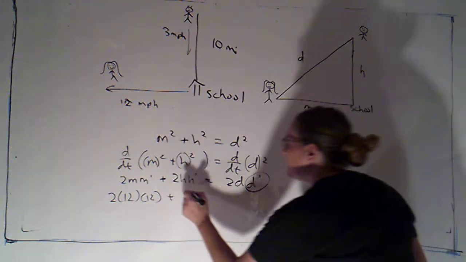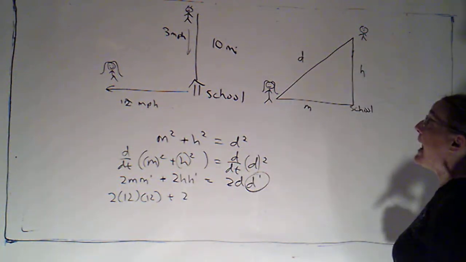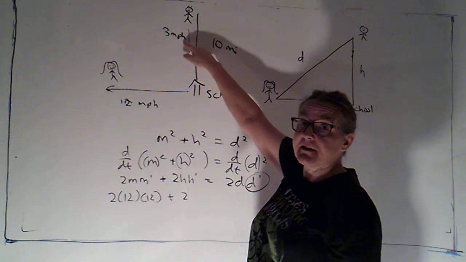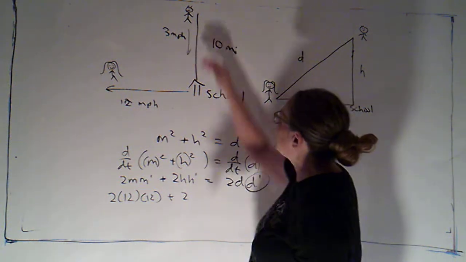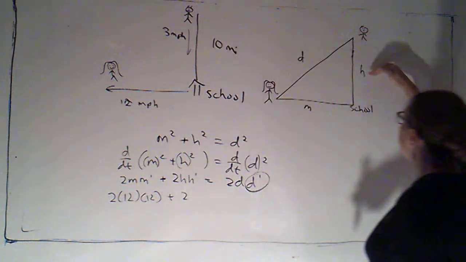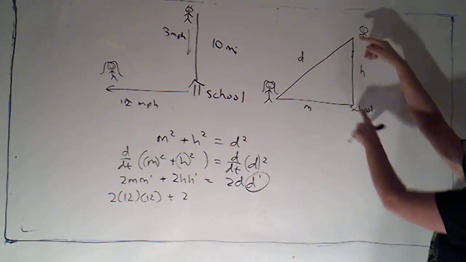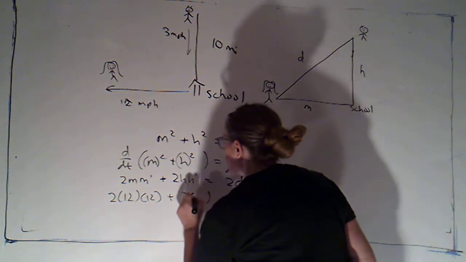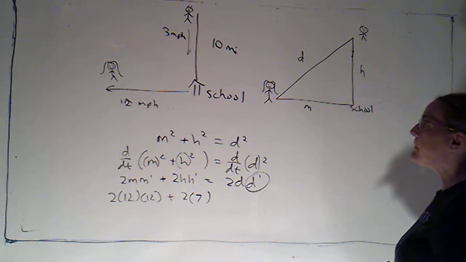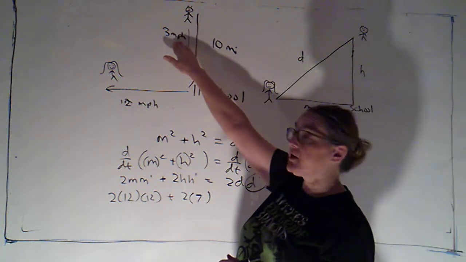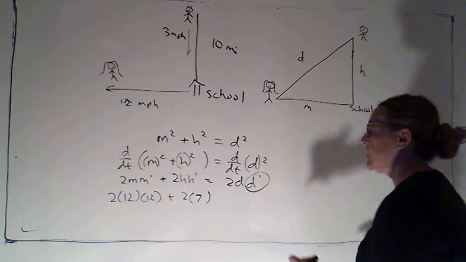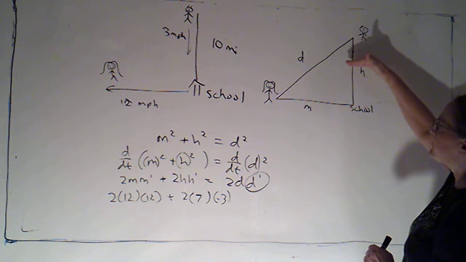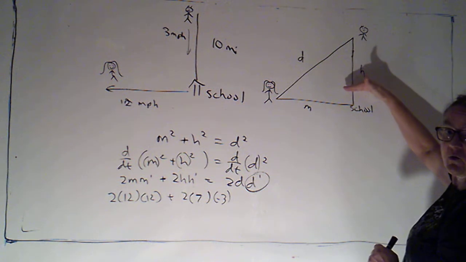Plus 2 times, now we've got to plug in for H. Now, in 1 hour, Harold has walked 3 miles, but that doesn't make H 3, because that would be his distance from his home. H is representing his distance from school. So if he started 10 miles from school and he's walked 3 of those, he's now 7 miles from school. He's walking at a rate of 3 miles per hour, but be very careful here because H prime is negative 3. Harold's distance from school is decreasing because he's walking towards school.